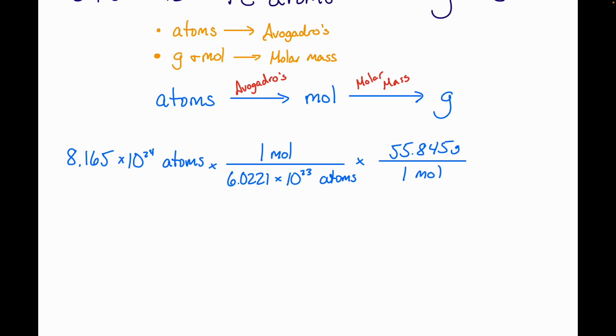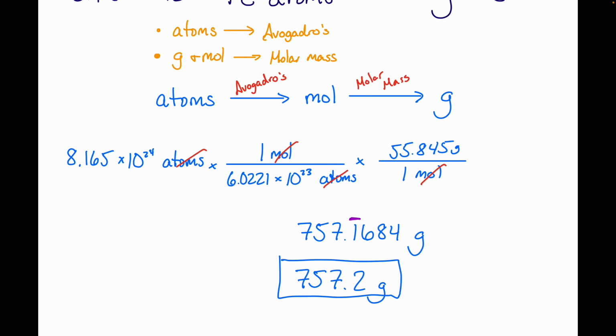Okay, punch this into my calculator here. I get 757.168 and some change. And my units here, atoms cancel out, moles cancel out, and I'm left in units of grams. Okay, and then lastly, I'm going to round this to 4 significant figures. So my final answer here would be 757.2 grams of iron. All right, stringing together now 2 of those conversion factors that we learned here.